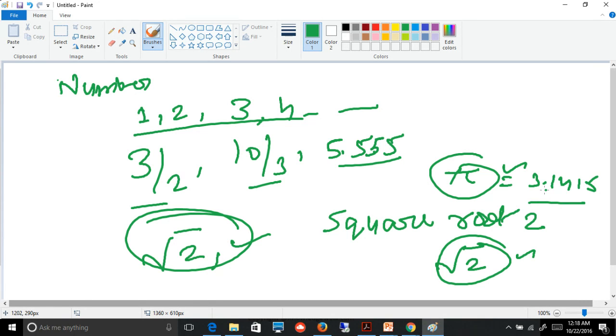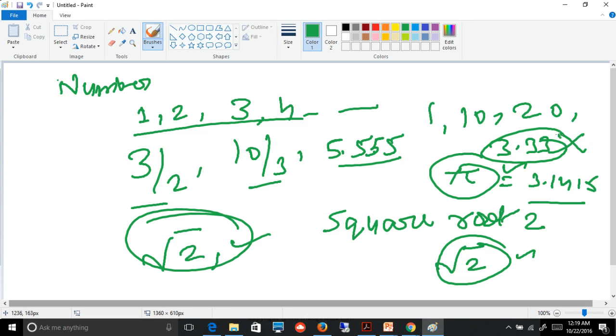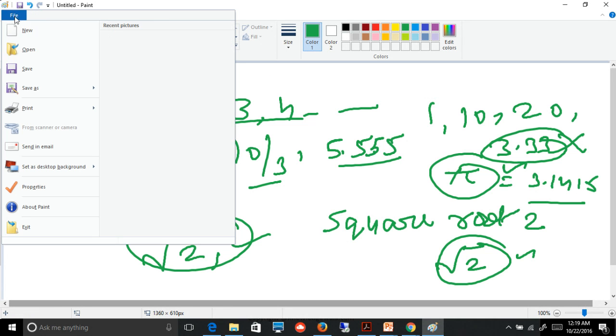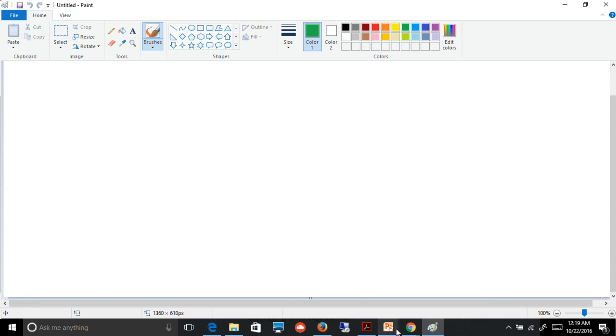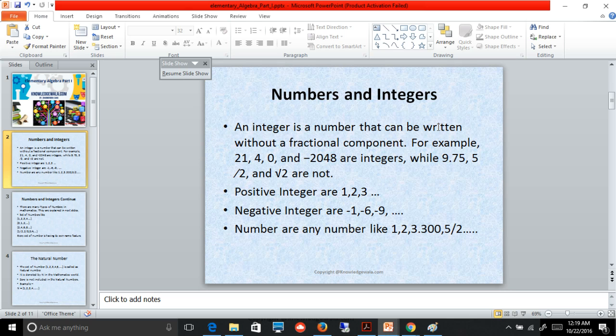And what is an integer? An integer is nothing but a set of numbers where no decimal or fraction values are available. So you can say 1, 10, 20. 3.33 is not an integer. Okay, I will move to my second slide. What is it saying? An integer is a number that can be written without a fractional component. For example, 21, 4, 0, minus 20, 40 are integers, while 9.75, 5 by 2 and the square root of 2 are not integers. We will study these two things at a later stage.